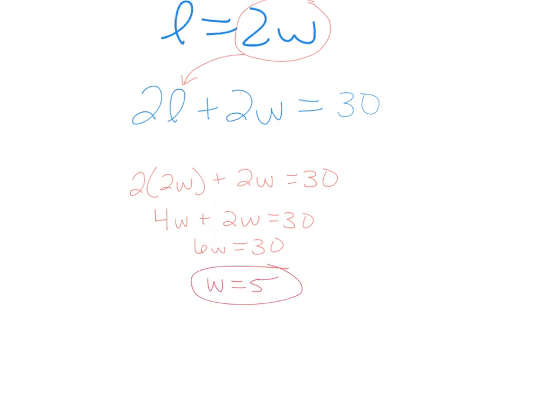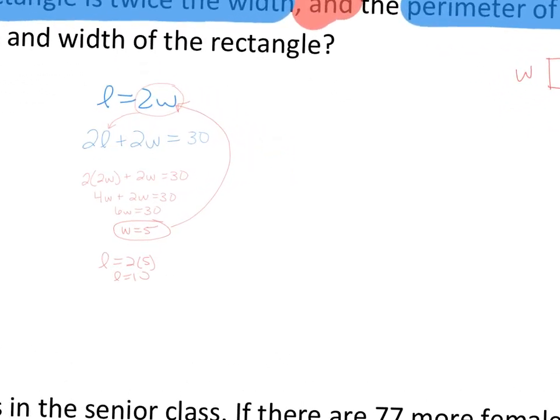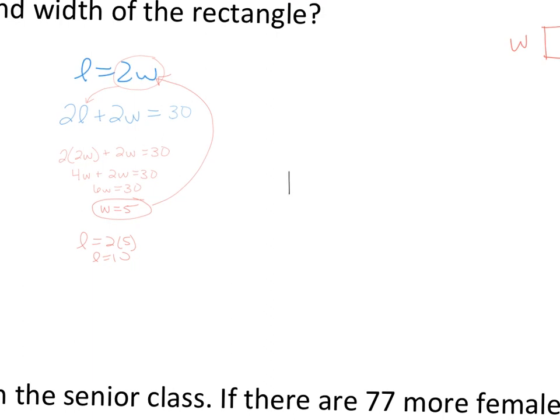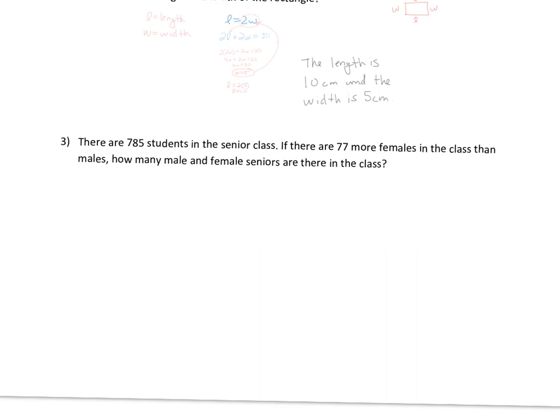Again, take this guy, plug it back in. It doesn't matter which one. I think the top one looks easier, so that's what I'm going to go with. So L equals 2 times 5, or L equals 10. Okay, now we got to write our sentence though. We're almost done. So in this case, make sure you include units. The units was centimeters, so we need to make sure we include that in our writing. So the length is 10 centimeters and the width is 5 centimeters. Okay, all right.